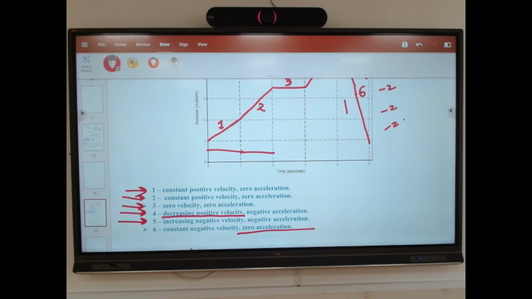For the acceleration: 0, 0, 0. There is only one acceleration, right? That is negative. 4 and 5 negative acceleration class. 1 and 2, 3 also. 3.